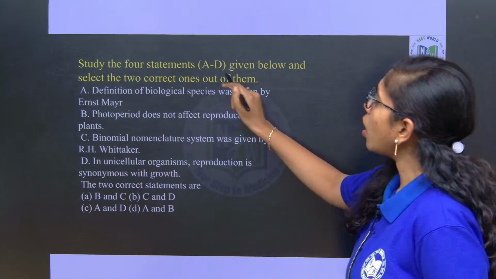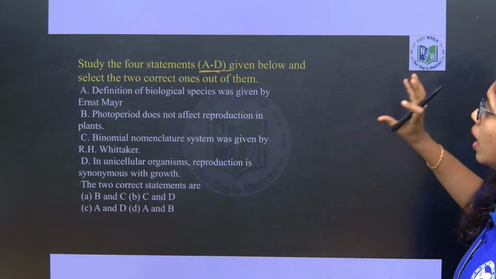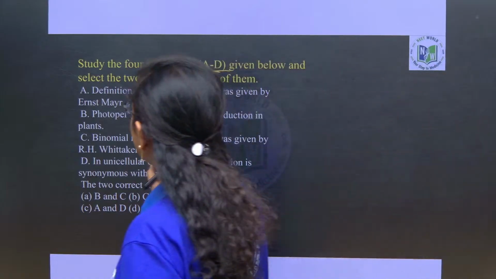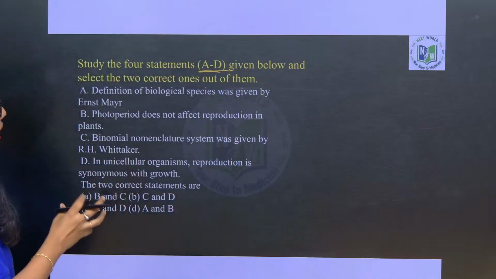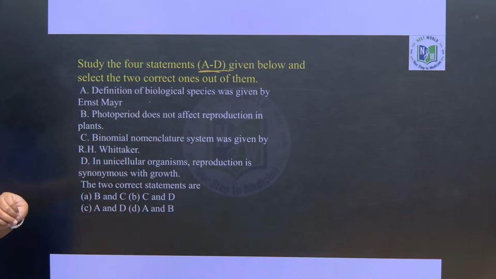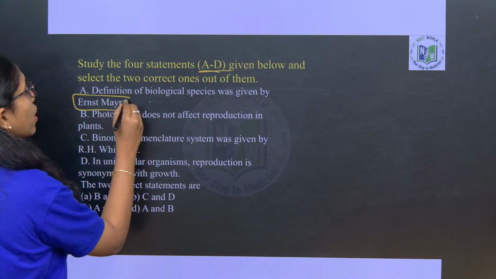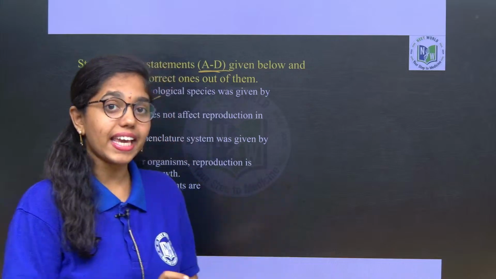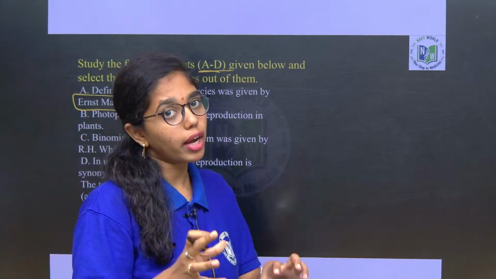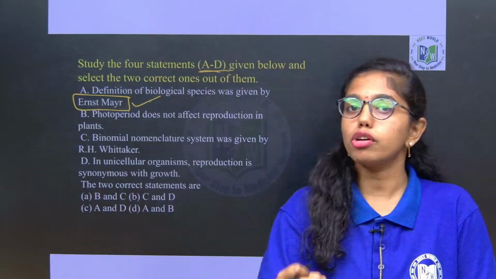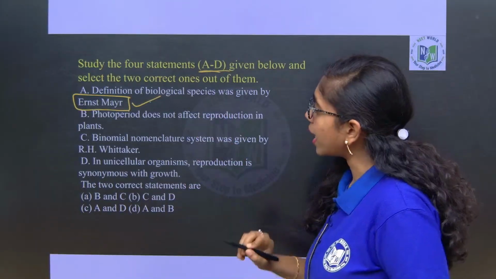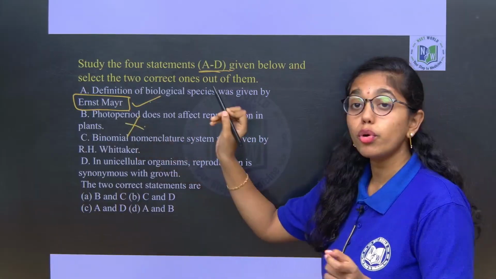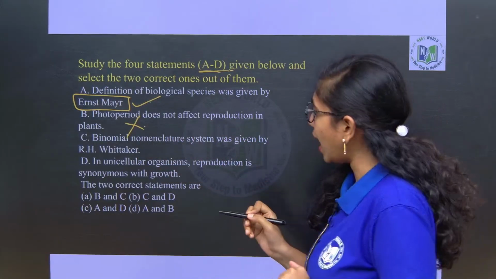Next, study the following statements A to D given below and select the 2 correct ones out of them. This is a statement based question, we have to choose the right statements. Definition of biological species was given by Ernst Mayr, true, where he gave us the biological concept of species, saying that species are groups of organisms which can interbreed and produce fertile offspring. So, this is a correct statement. Photoperiod does not affect the reproduction of plants, wrong. Photoperiod will affect the reproduction of plants.